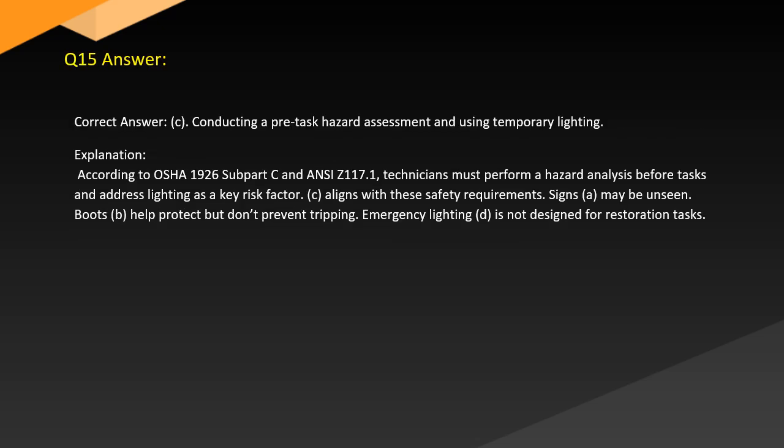Answer. Correct answer: C. Conducting a pre-task hazard assessment and using temporary lighting. Explanation. According to OSHA 1926 Subpart C and ANSI Z10.1, technicians must perform a hazard analysis before tasks and address lighting as a key risk factor. C aligns with these safety requirements. Signs, A, may be unseen. Boots, B, help protect but don't prevent tripping. Emergency lighting, D, is not designed for restoration.